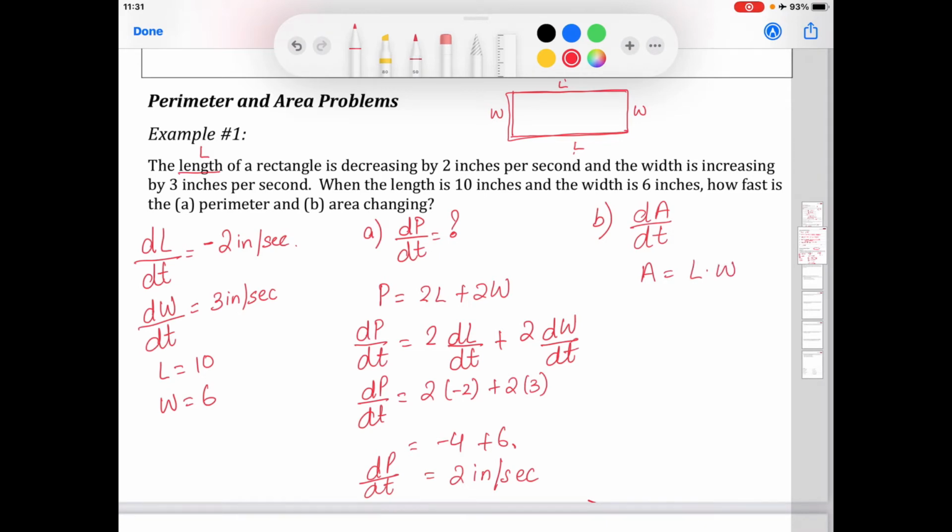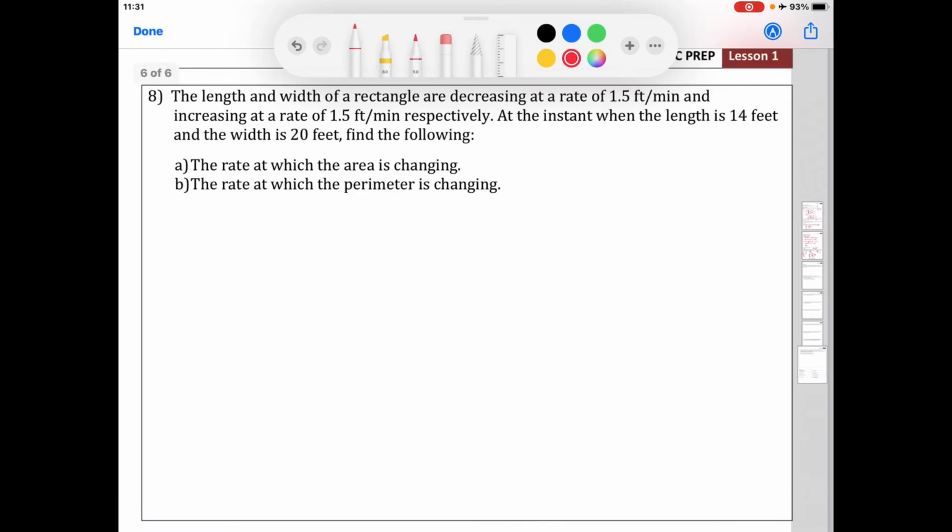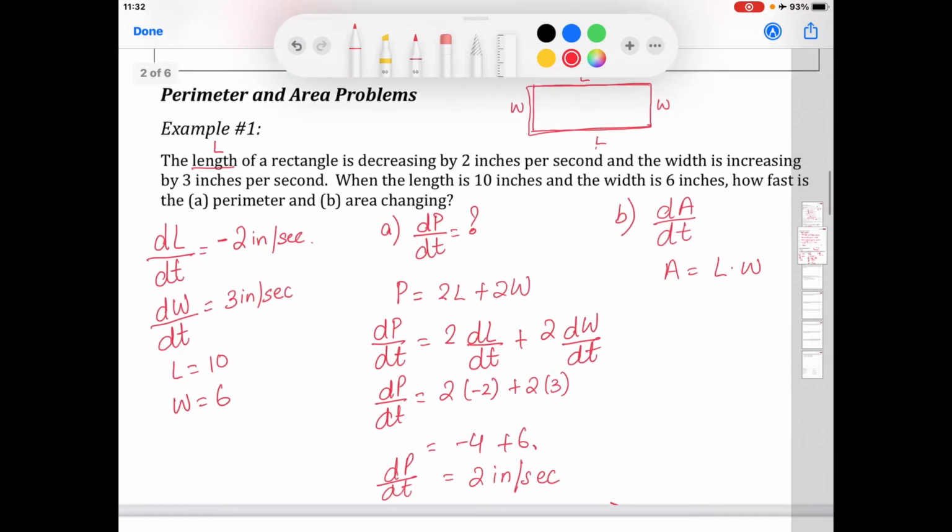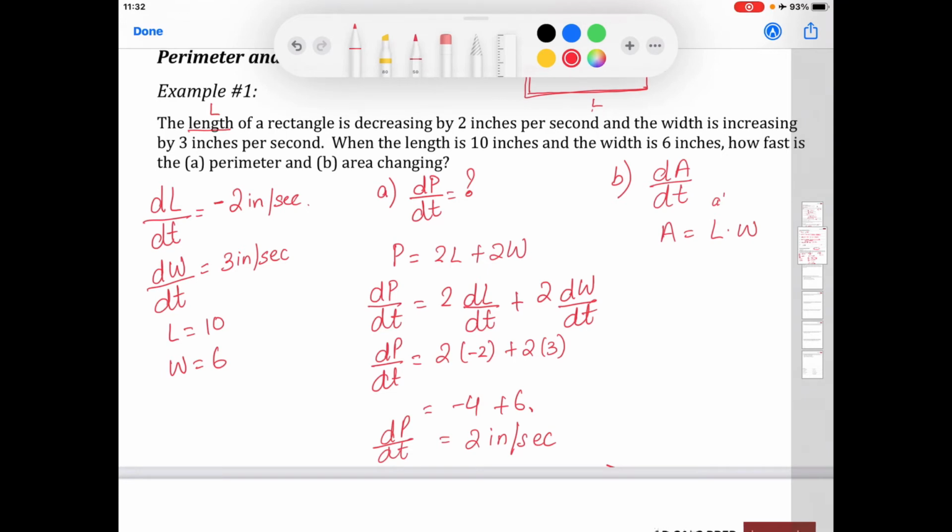It is length times width. Now this is your product rule, which would be what? I'm just going to write it here. A times B is A prime B plus A B prime, right? So take the derivative on both sides. dA over dt equals the derivative of the first variable, which is dL over dt, times W, plus the first times the derivative of the second, which is L times dW over dt.